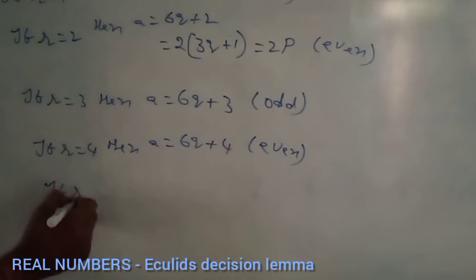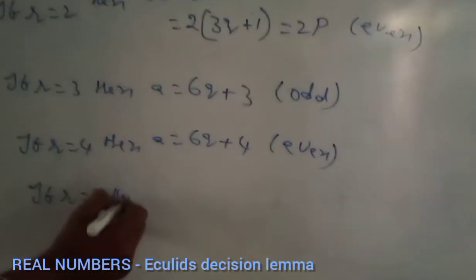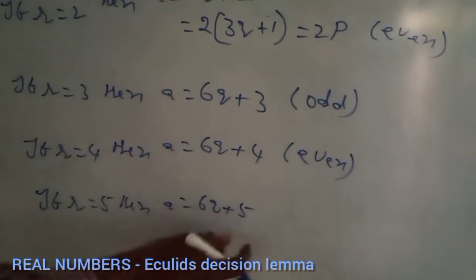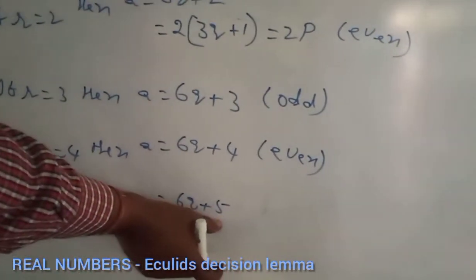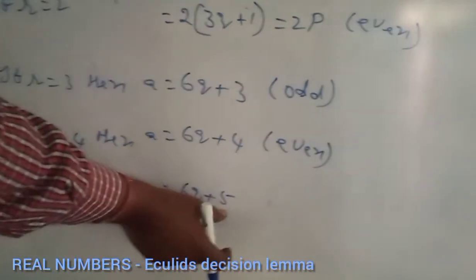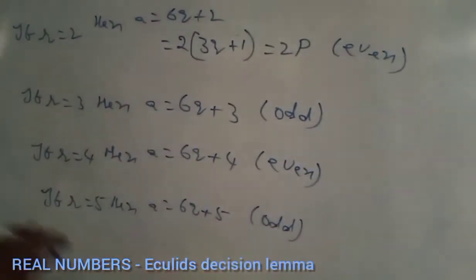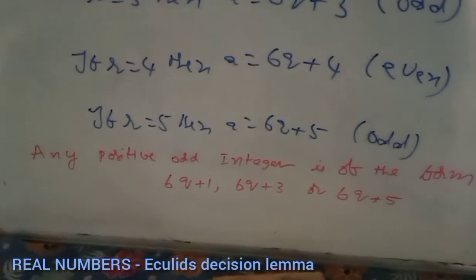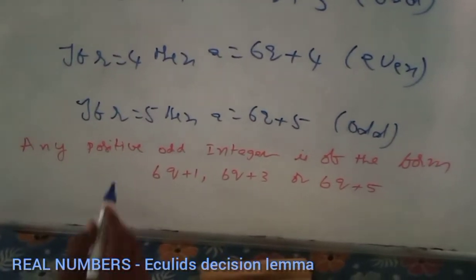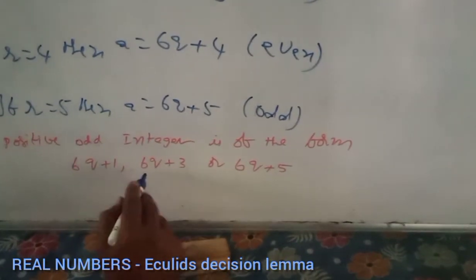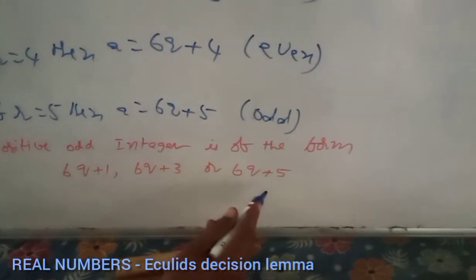If r is equal to 5, then a is equal to 6q plus 5. Here the remainder value 5 is not divisible by 2, so that is odd. Any positive odd integer is of the form 6q plus 1, 6q plus 3, or 6q plus 5.